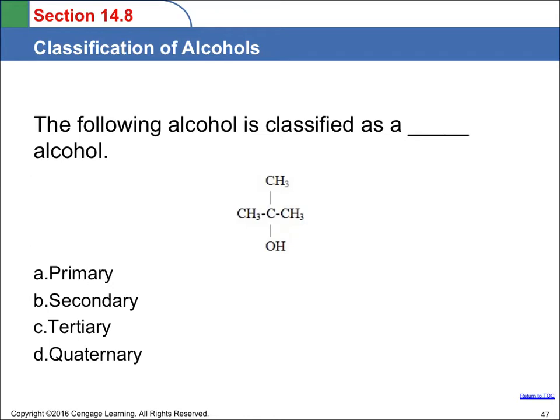So here's an example. This alcohol is classified as primary, secondary, tertiary, or quaternary, which we didn't even talk about. It's not possible to have a quaternary alcohol, so we can get rid of that one. So if we look at the alcohol, it's attached to this carbon, which is attached to 3 other carbons. So with 3 other carbons, we would call this tertiary.